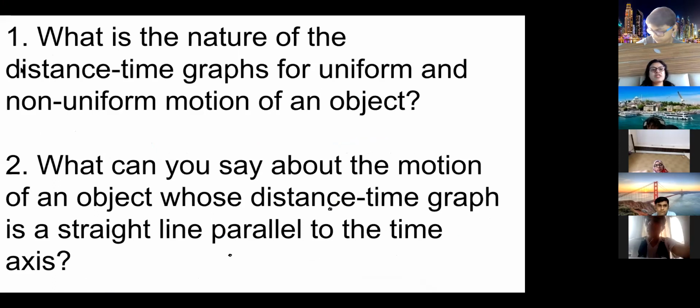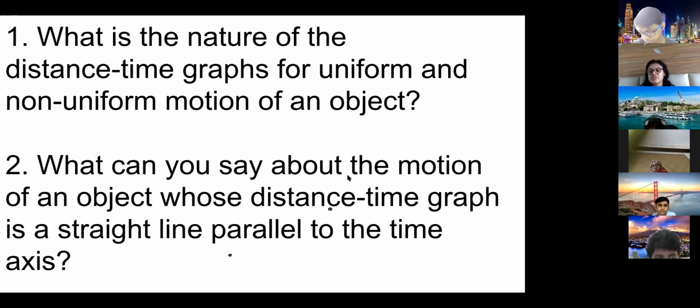Questions can be asked: what is the nature of the distance time graph for a uniform and non-uniform motion of an object? So nature you will write. What is the nature, meaning what type of distance time graph is there for uniform motion? How will you write it in words? Just now you saw, no? Mudabbir, how will you write it? When an object is in uniform motion, the graph will have a straight line, and when it is not in uniform motion, a curved line.